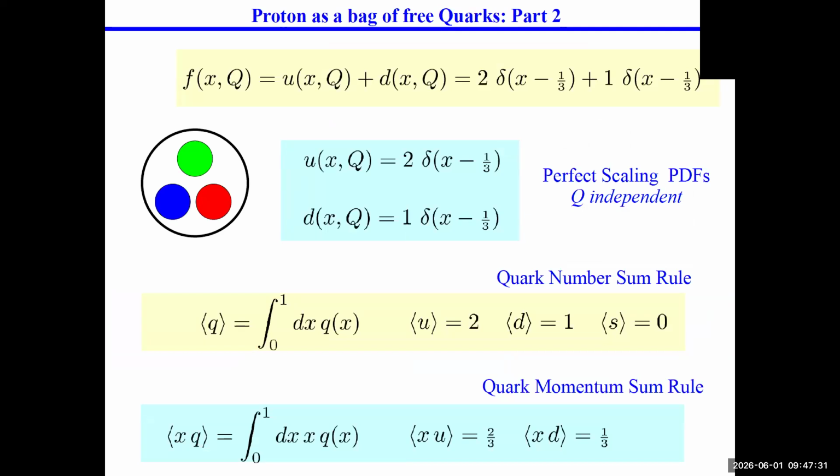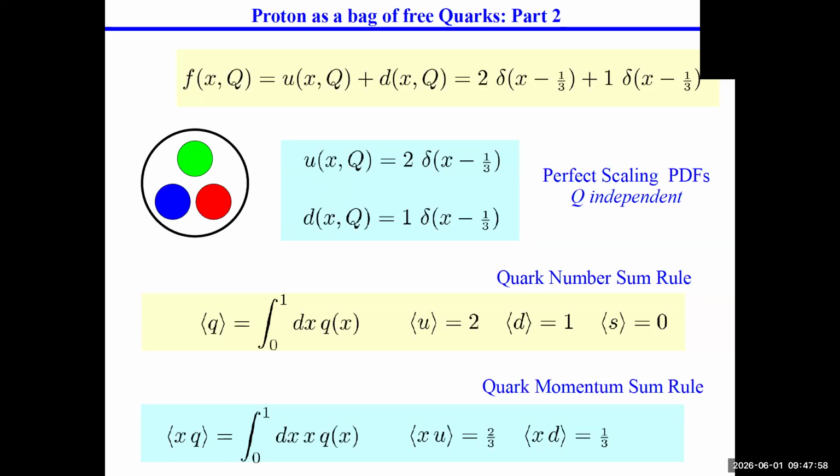Okay. All right. And so here's my toy PDF. First thing I want to emphasize is it's perfectly scaling. Here's the U quark distribution as a function of the parton momentum fraction and the parton energy, and it does not depend on energy. It looks this way whether you look at it with a long wavelength or short wavelength probe. Okay, so it's Q independent, perfectly scaling.